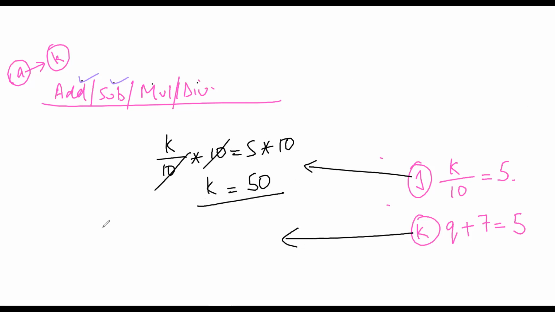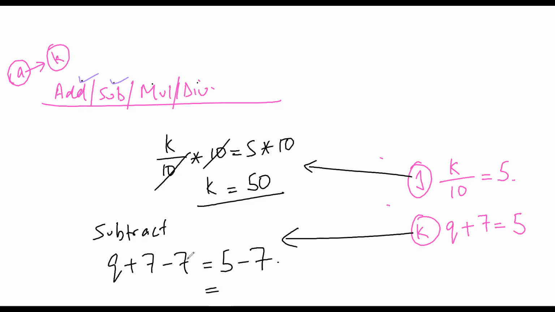In K part, you need to subtract 7. You need to do 7 minus 7. Shabash. Q plus 7 minus 7 is equal to 5 minus 7. Mr. Sarthak, any doubt? No, sir. Do we have any doubt about this? Okay. Now we move on.